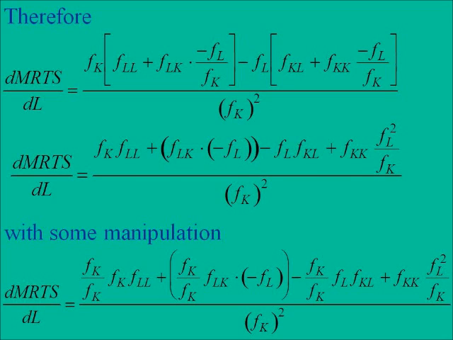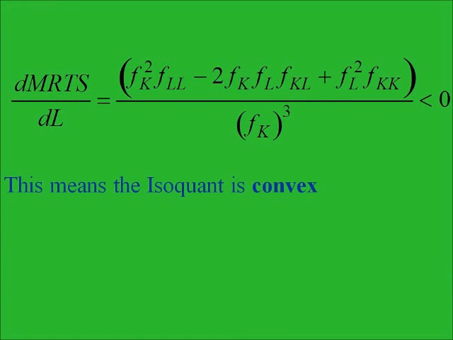F of k over f of k times f of k times f of l. Notice I'm just multiplying by 1 now. F of k over f of k times f of kl minus f of lk. F of k over f of k, f of l, f of lk, plus f of kk, f of l squared over f of k. Again, just multiplying some of these variables in the numerator by 1. And of course in the denominator I still have f of k squared. With just a little bit more algebraic manipulation, we get the following.